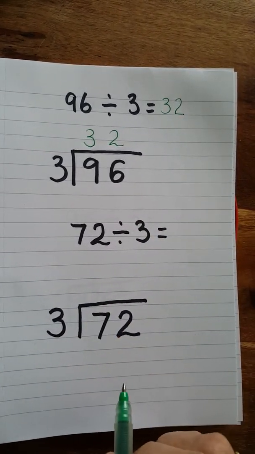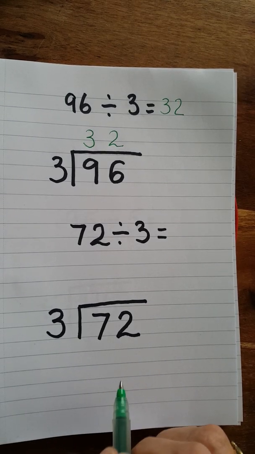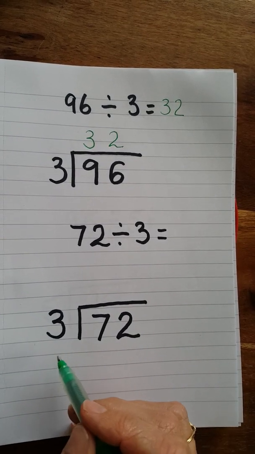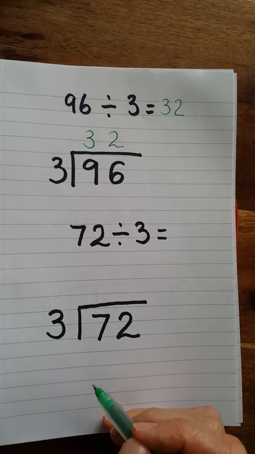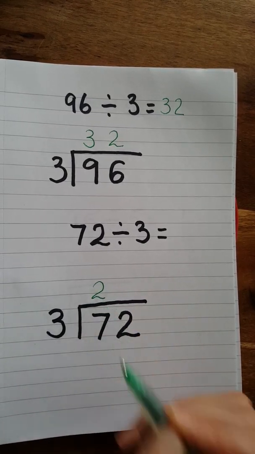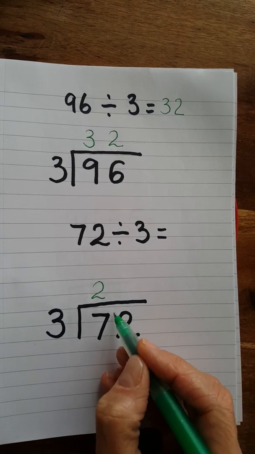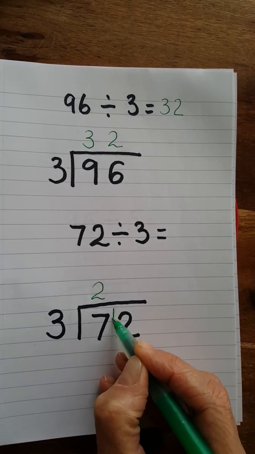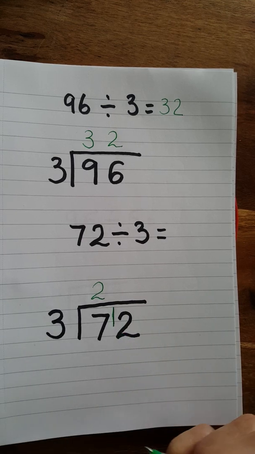Okay, now the next one, 72 divided by 3. We go about it in the same way. We say, how many 3s in 7? Now there are 2 3s in 7. 2 3s are 6, aren't they? And then we have 1 left over. We put the one that's left over in front of the 2.